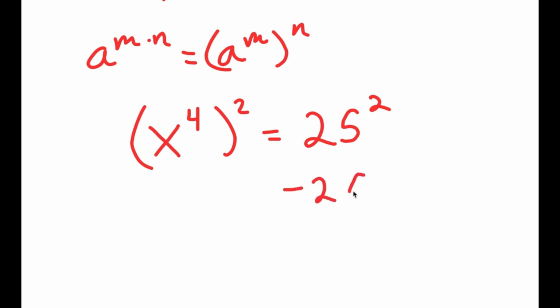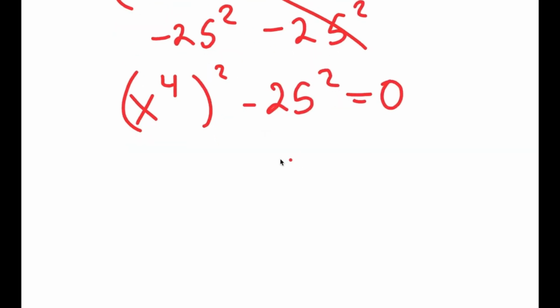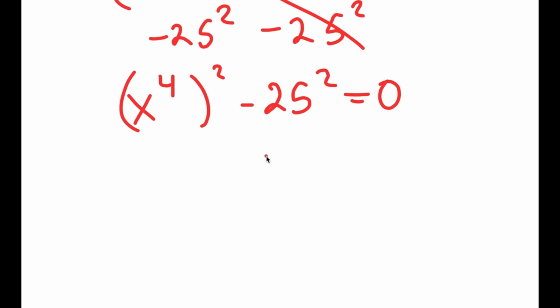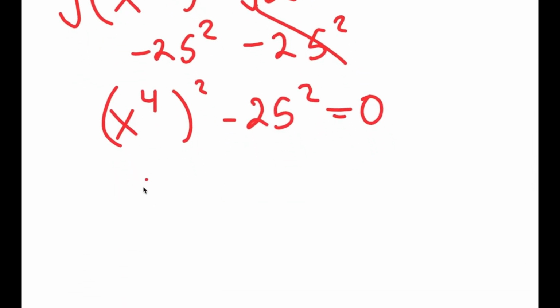Now I'm going to subtract 25 squared on both sides. So these two cancel out, and I get x to the power of 4 to the power of 2 minus 25 to the power of 2 is equal to 0. Before we actually do this, I'm going to take the square root on both sides so I can cancel these 2's out. So I get x to the power of 4 minus 25 is equal to 0.